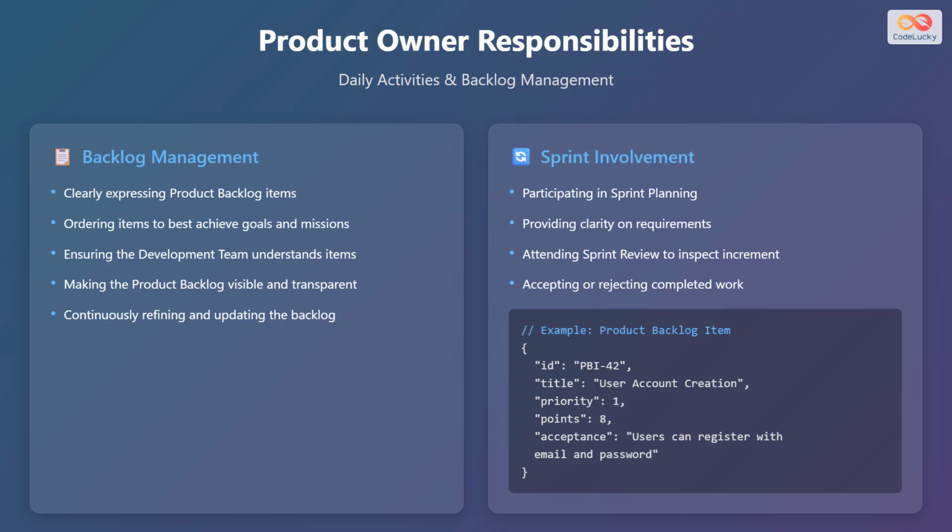An example of a product backlog item can be an ID, PBI 42. Title would be User Account Creation, priority as 1, points as 8, and acceptance being users can register with email and password.